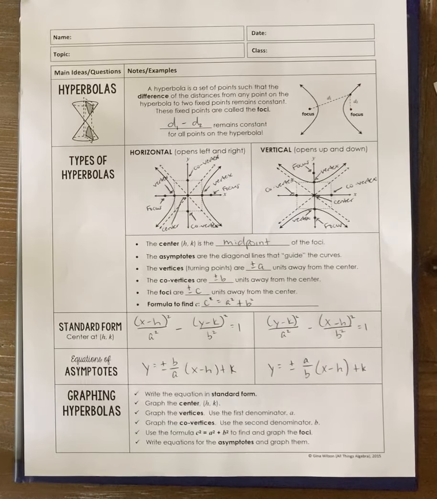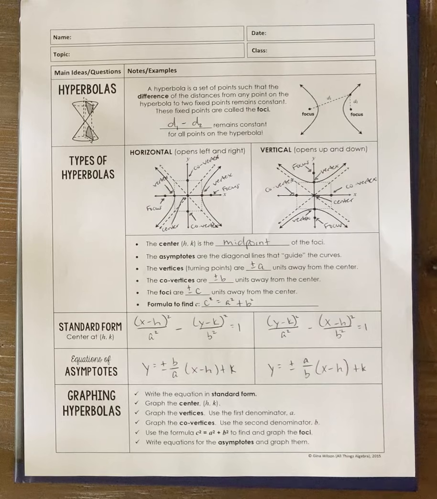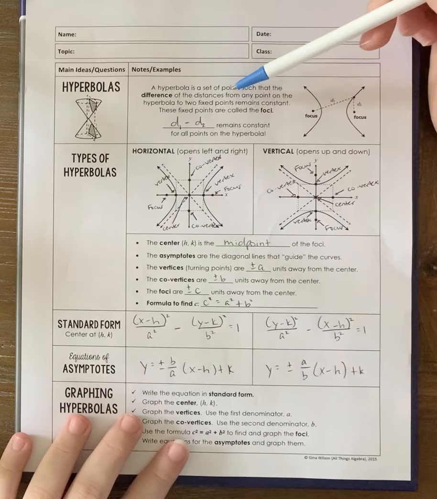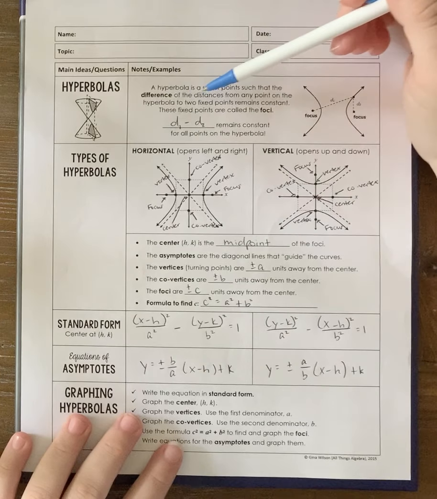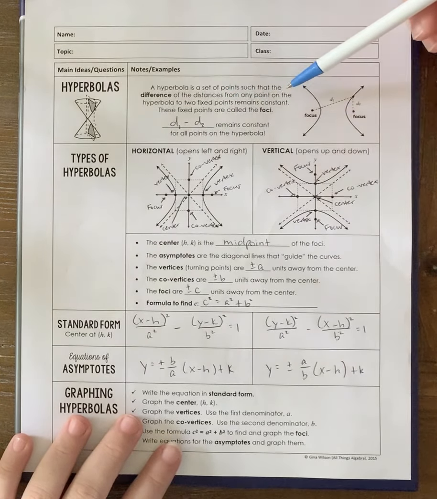All right, this video is over graphing hyperbolas and writing equations of hyperbolas. Okay, so it says a hyperbola is a set of points such that the difference of the distances from any point on the hyperbola to two fixed points remains constant. These fixed points are called the foci.